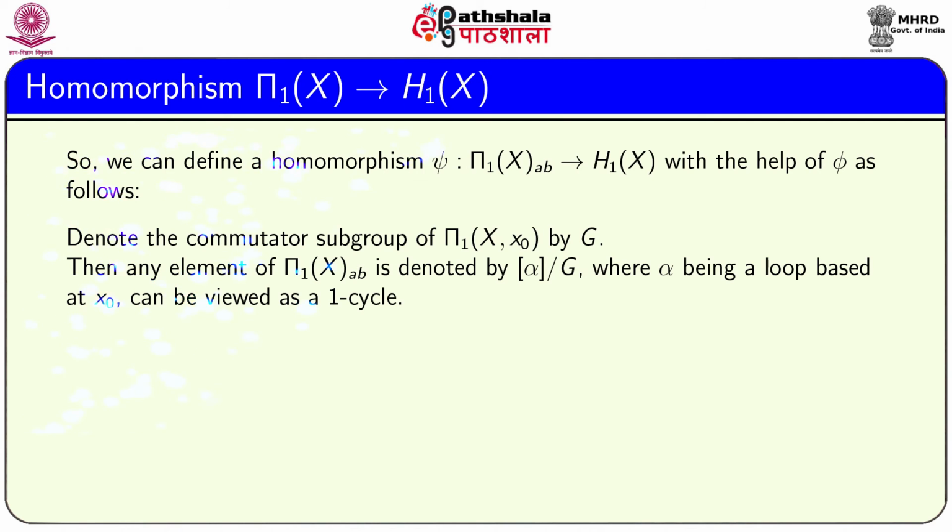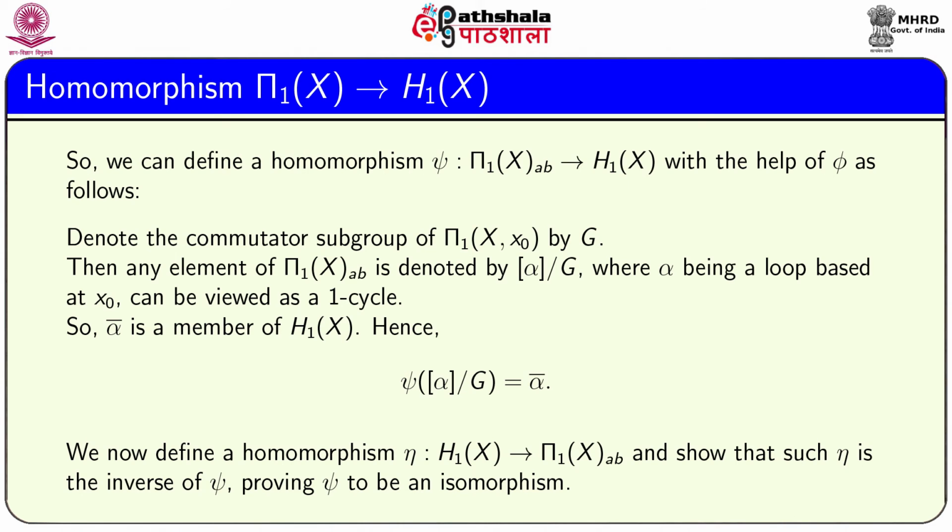Denote the commutator subgroup of П₁(X, x0) by G. Then any element of П₁(X)ab is denoted by the class [α]G, where α, being a loop based at x0, can be viewed as a one-cycle. So, ᾱ is a member of H1(X), and hence we define the function ψ from П₁(X)ab to H1(X) by sending the typical element class [α]G to the element ᾱ.